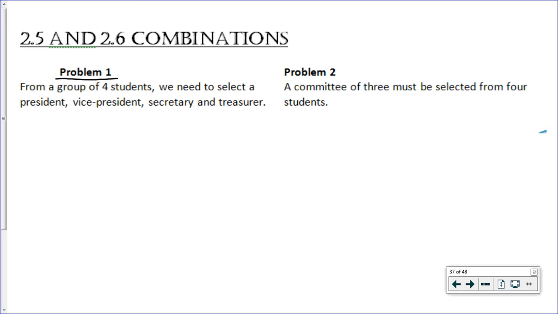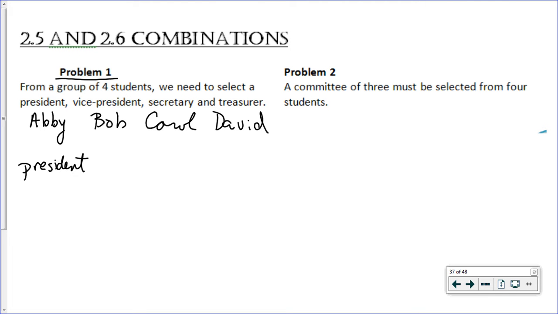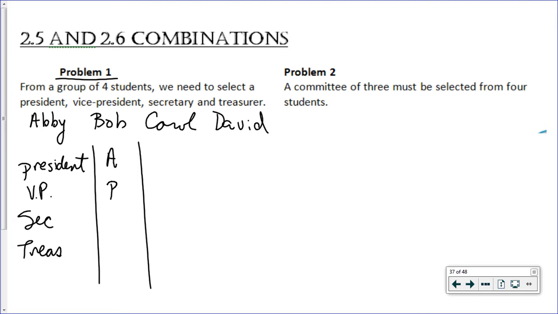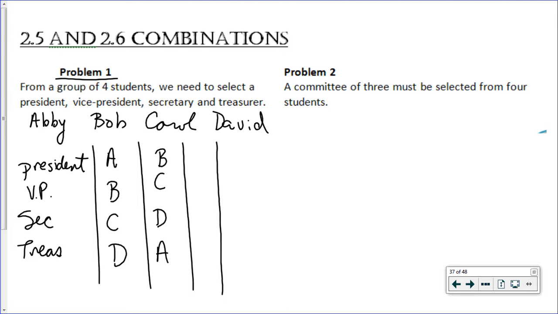So let's suppose that our 4 students are Abby, Bob, Carol, and David. And we could have, for example, president, vice president, secretary, and treasurer. The president in one committee could be Abby, then Bob, Carol, and David. And then we could shuffle them around, and have Bob as president, then Carol, David, and Abby. Or we've got Carol here, then David, Abby, and Bob, and so on. There are a number of different arrangements that we could have here. I'm not going to go through each arrangement.